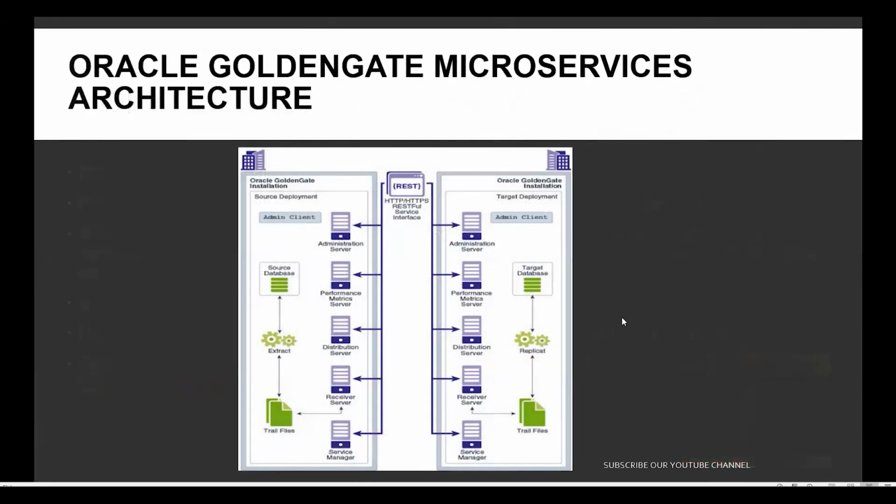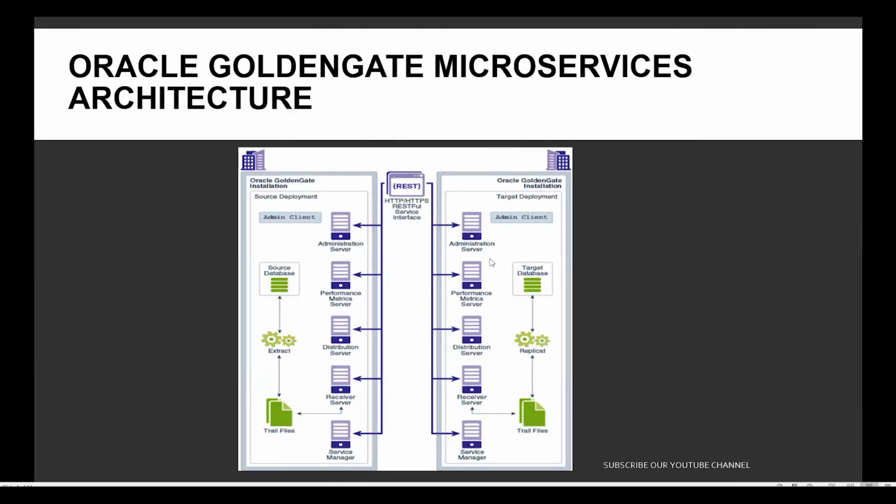So let's move to the next part, how the microservices architecture looks. If you look at this diagram, we have two separate database servers. Let's say we are running one source database setup, and we have another target database setup.